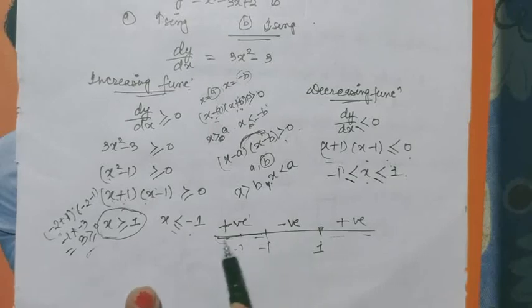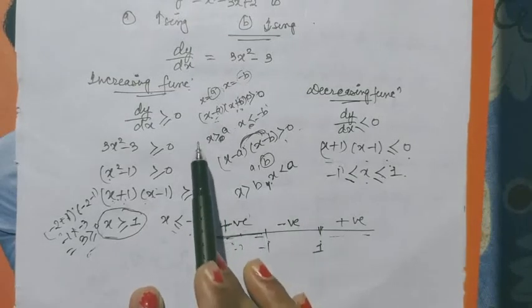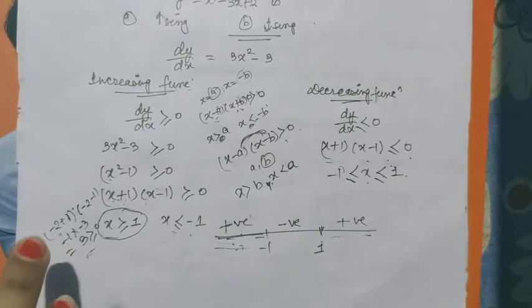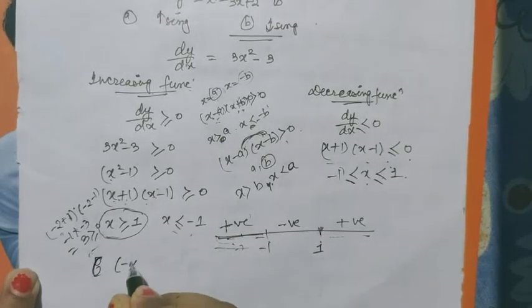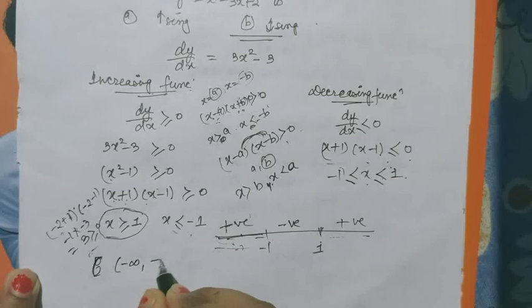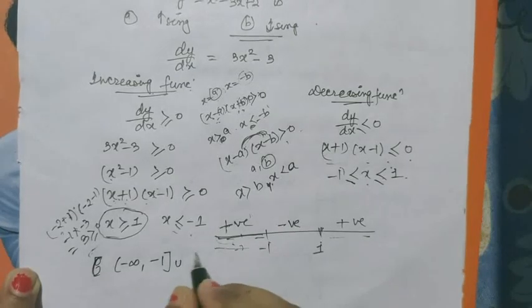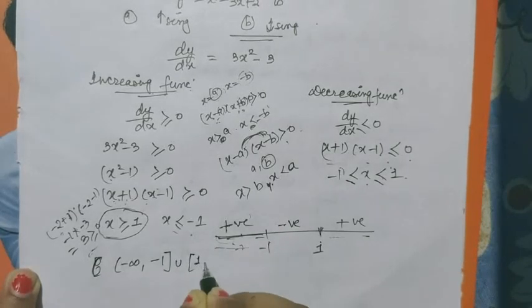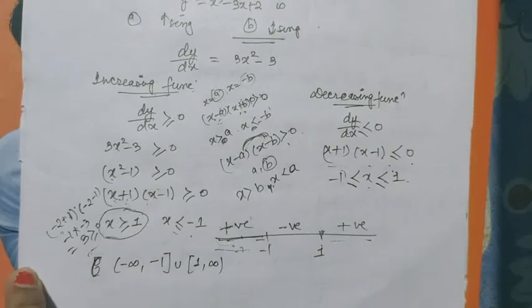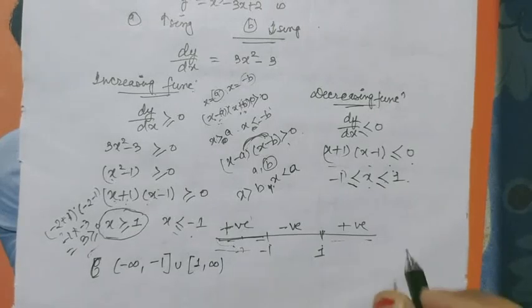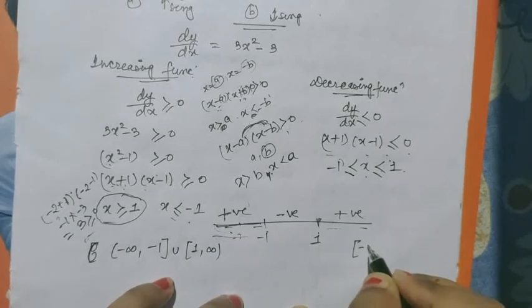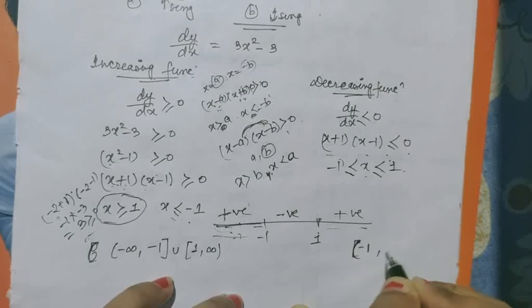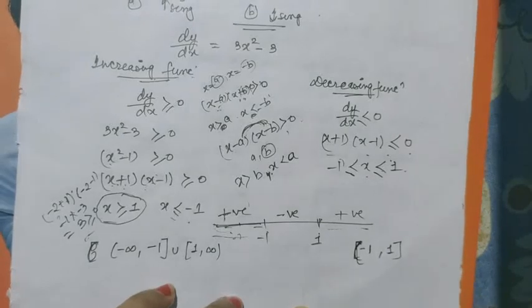Okay, so we can write that the increasing function is in the interval minus infinity to minus 1 union 1 to infinity. This is the interval for the increasing function, and for the decreasing function, minus 1 to 1. Okay.